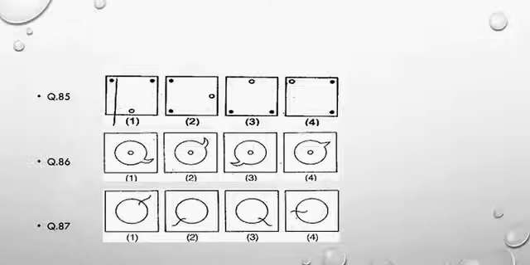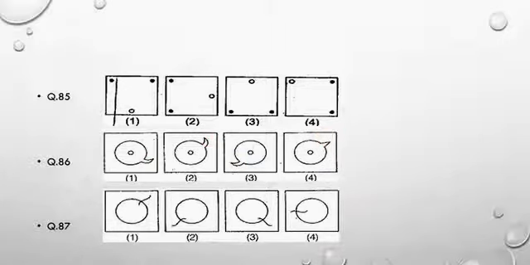Let's go to question number 86. In this question, there are 4 options given. A similar looking figure is there in all the options. We find that the shape in each of the designs, in case of option 1, 2 and 3, is similar, whereas this shape is different in case of option 4. So the answer for question number 86 is 4.